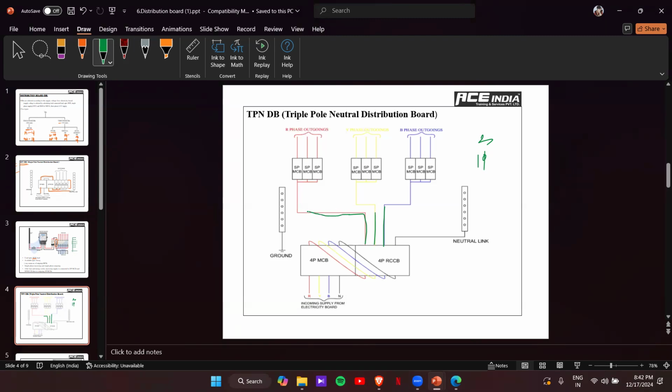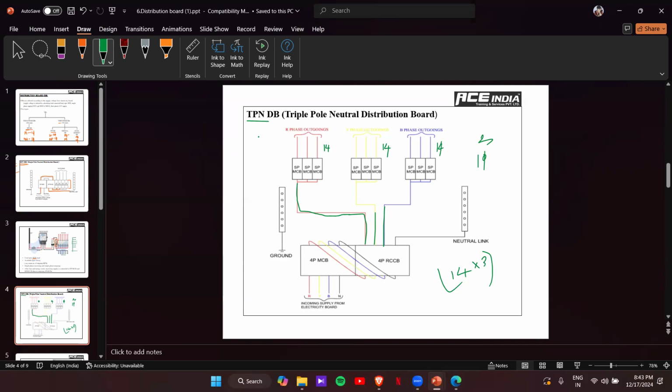You can notice one thing. This is the R phase outgoing, and in the R phase outgoing, I have taken three single pole MCBs. That means three outgoings I have taken from one phase. Similarly, you can take up to 14 outgoings from one phase. R phase I can take 14 outgoings, Y phase 14, and B phase 14. So in total I can take 14 by 3 outgoings for a single TPN DB.